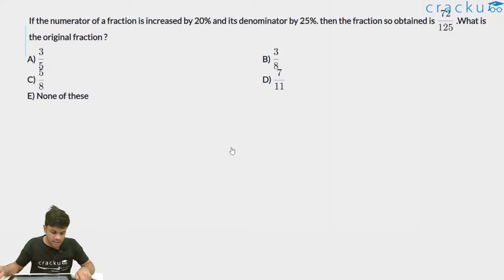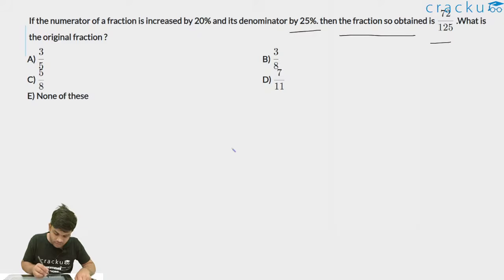Okay, so in this question it is said that the numerator of a fraction is increased by 20% and its denominator by 25%. Then the fraction so obtained is 72 by 125. So let's take the numerator as n and the denominator as d.